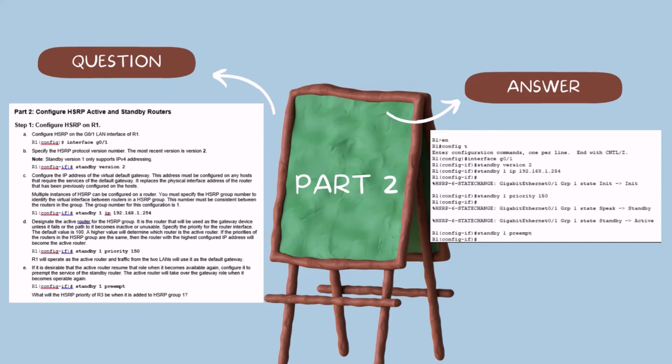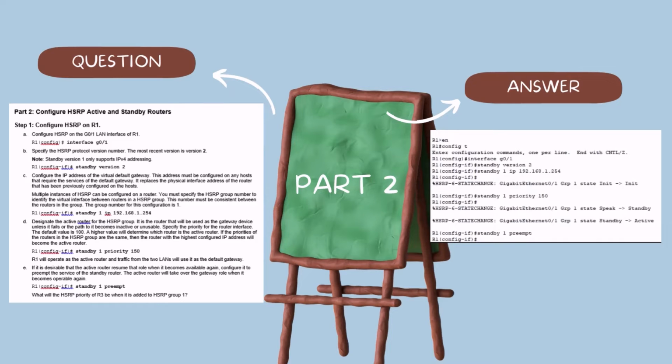So C, configure the IP address of the virtual default gateway. This address must be configured on any host that requires the service of the default gateway. It replaces the physical interface address of the routers that has been previously configured on the host. Multiple instances of the HSRP can be configured on a router.